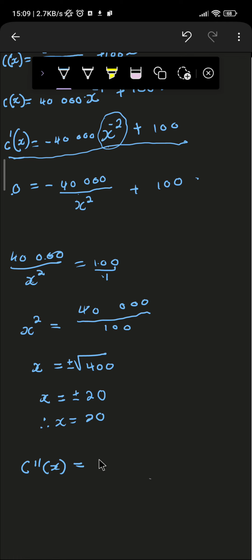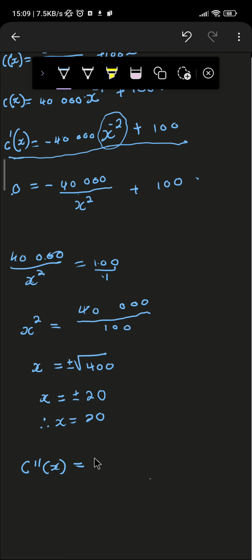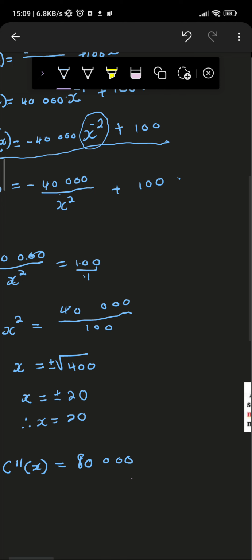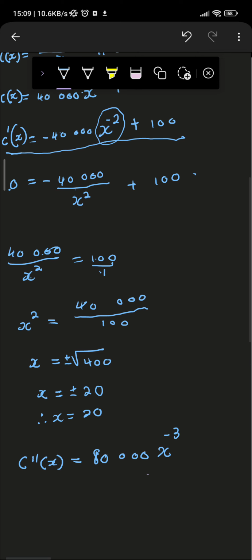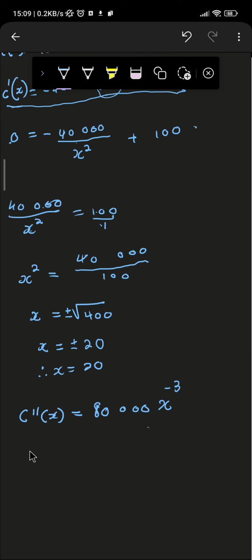So it's going to give us positive 80,000 x to the power negative 3. Right, so when we derive a constant, it's going to give us 0. Right, so in this second derivative, we substitute our value of x to see if this value of x is indeed a minimum.